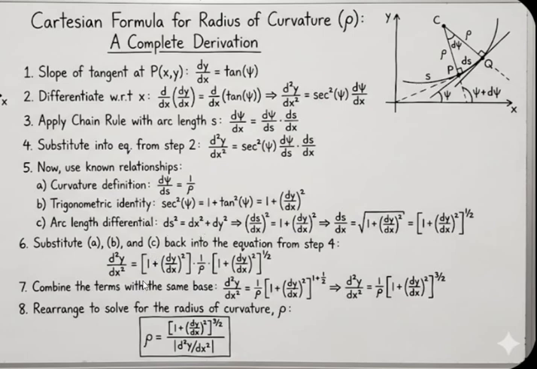Now, after substitution back into the equation, we can get d square y by dx square. Just make a substitution, and finally, after simplification, you can get rho, the radius of curvature, equal to (1 plus (dy by dx) whole square) raised to 3 by 2, divided by d square y by dx square.